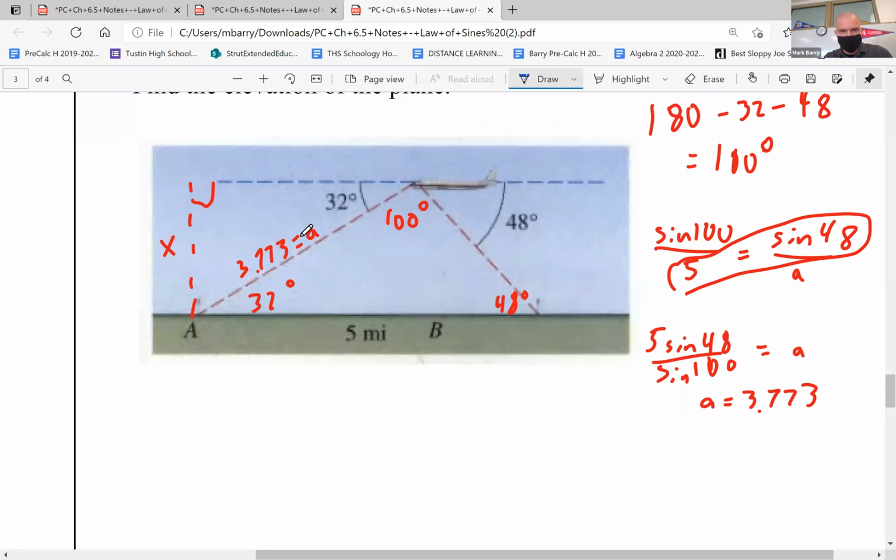So now I'm looking over here. I want to find side x. I know this side is 3.773, and I know that angle is 32. But I see now this is a right triangle up here that I'm looking at, correct? So with a right triangle, I can go back to my regular sine equals opposite over hypotenuse, right? I can't use that on a non-right triangle, but like I said, this is a right triangle. So I can say sine of 32 equals x over 3.773.